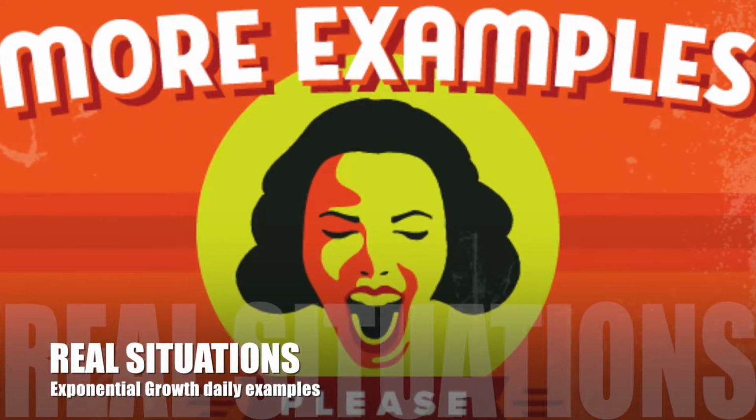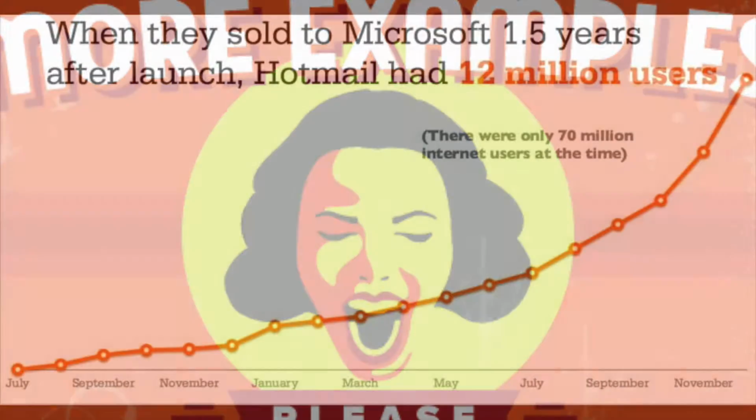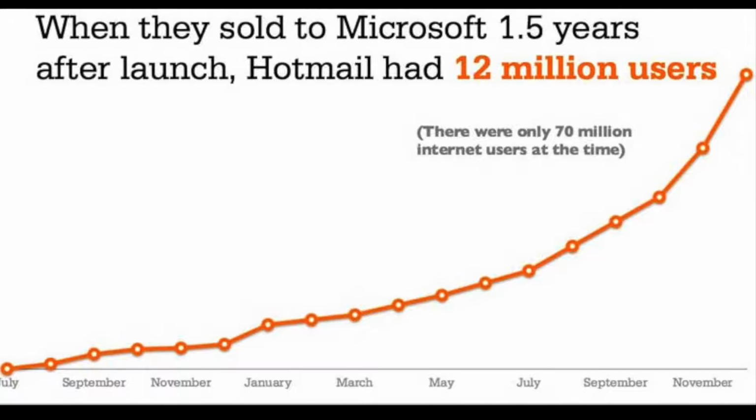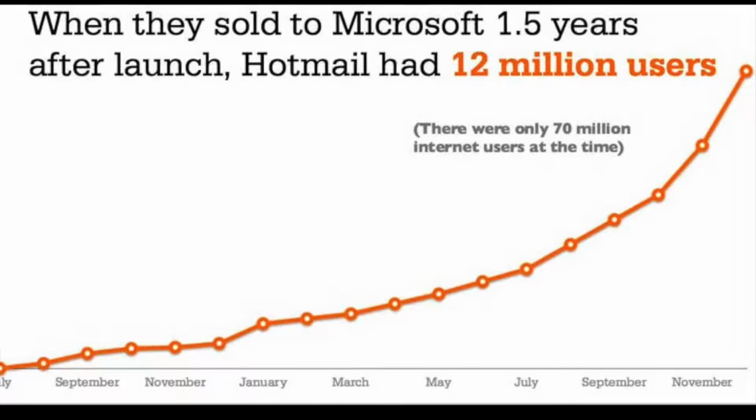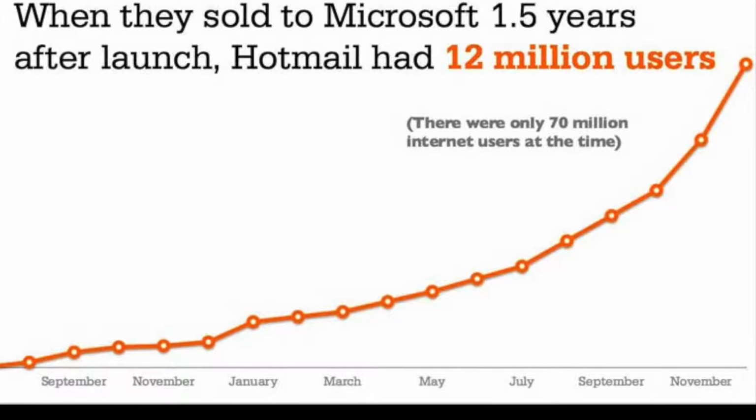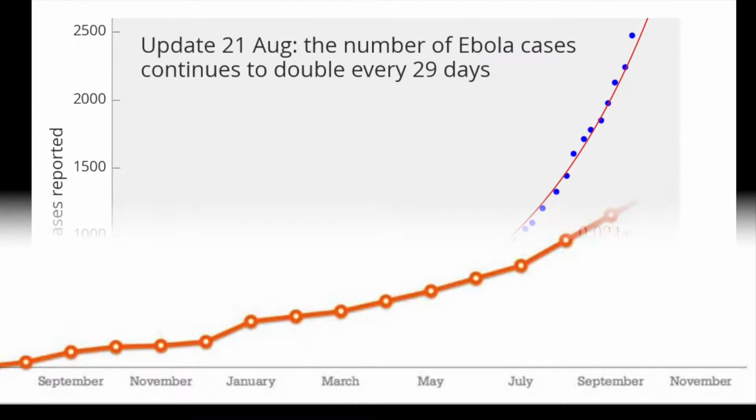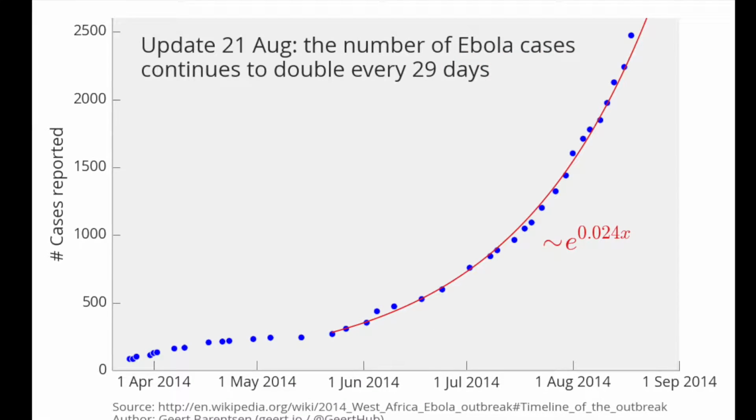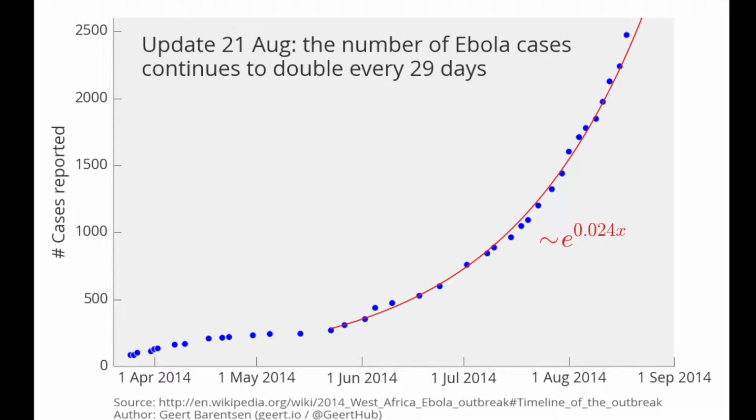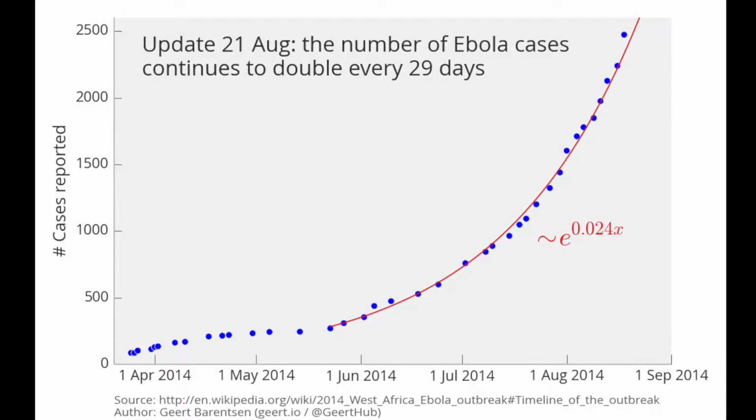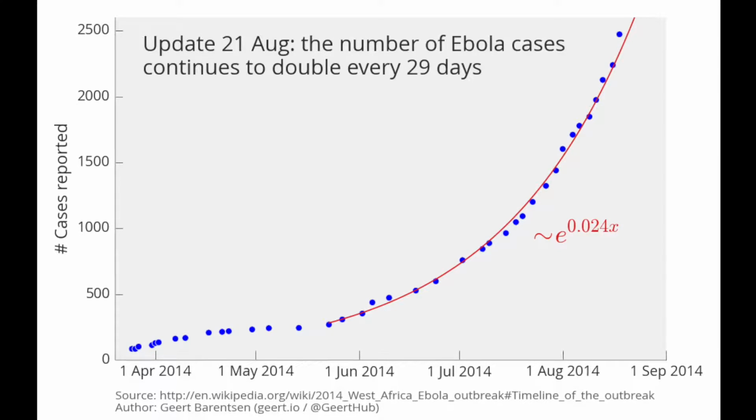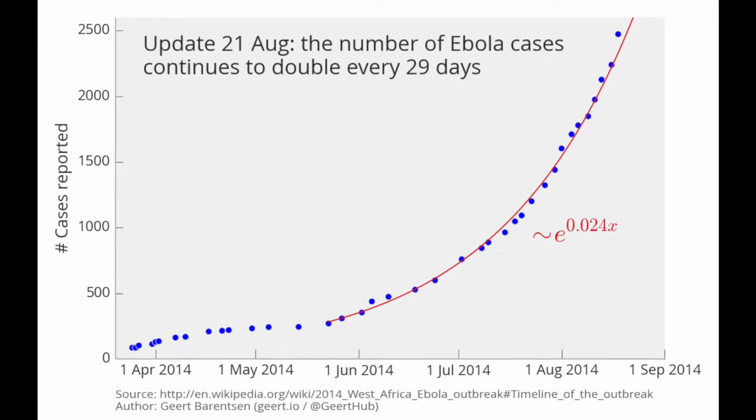Some other real situations about exponential growth. One can be when they sold Hotmail to Microsoft: in 1.5 years, Hotmail had 12 million users. You can see here in orange where values are increasing per month, just like an exponential growth model. Also, another example can be the number of Ebola cases in Africa every 29 days. We have the numbers of cases as the days pass. We can see that values are increasing every month, causing the number of cases to increase, just like a graph of exponential growth.